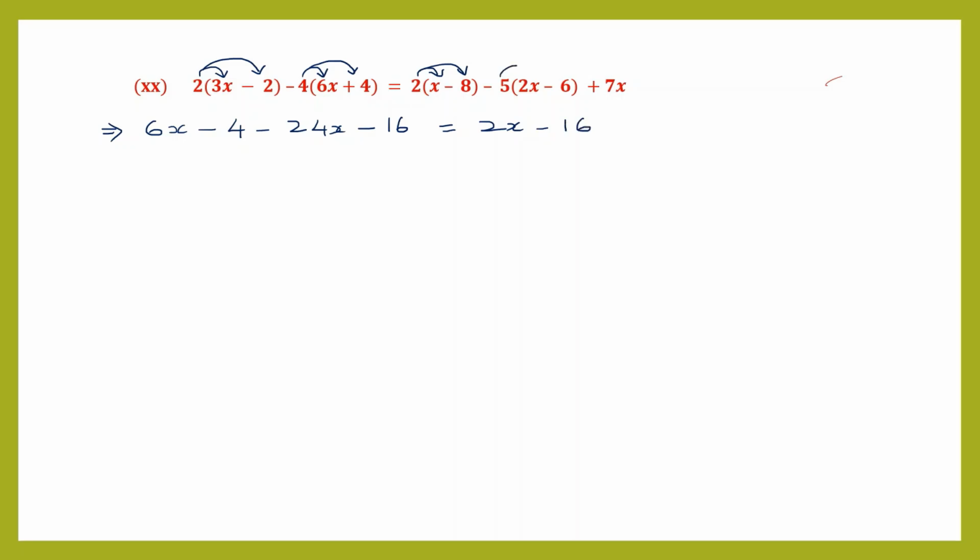Then minus 5 into 2x. So that will be minus 10x. Minus 5 into minus 6. Minus into minus is plus. 5 6s are 30. And we have plus 7x.